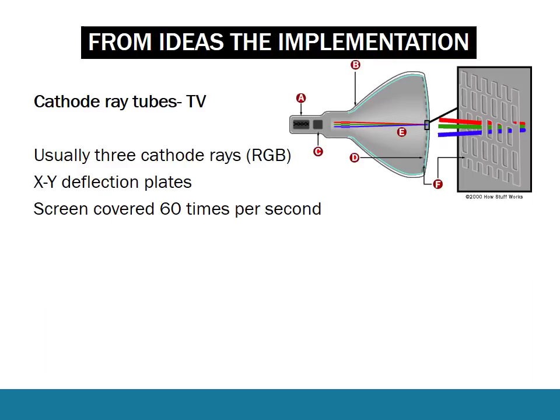Cathode rays were used in old television sets. You probably had one as a kid. Usually you have three distinct cathode rays, red, green, and blue. They experience deflection in the X and Y direction using magnetic field plates or electric field plates. And the screen was covered by the three cathode rays 60 times per second. It just scanned across with different combinations of light, which created a picture.